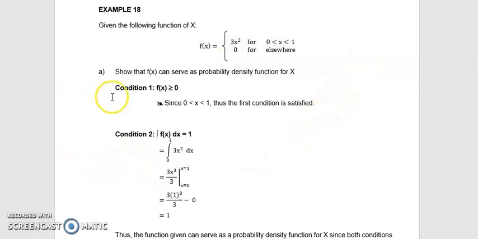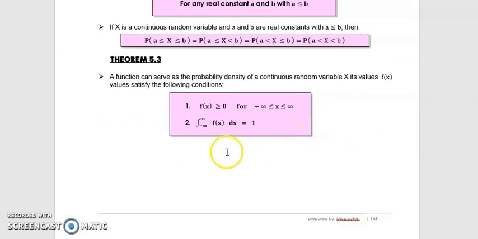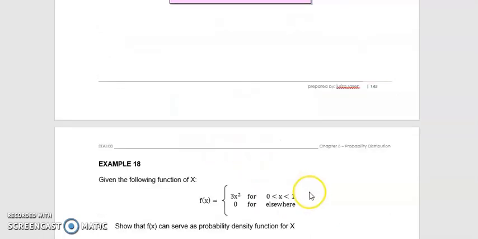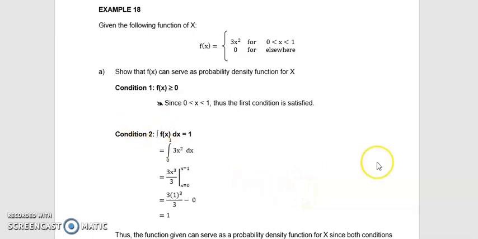Look at part A. Show that this function 3x squared can serve as a probability density function for x. Just now we have two conditions. A certain function can serve as a probability density function for a continuous random variable if it satisfies these two conditions. Let's check the first condition, f(x) should be greater than or equal to 0. Since x is greater than 0 but less than 1, the first condition is satisfied.